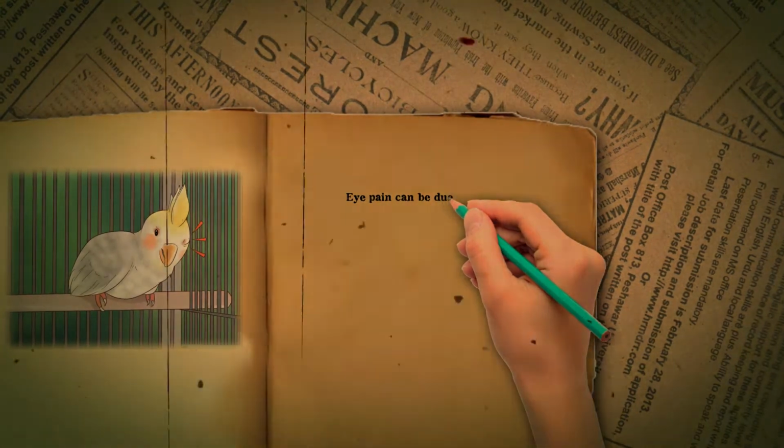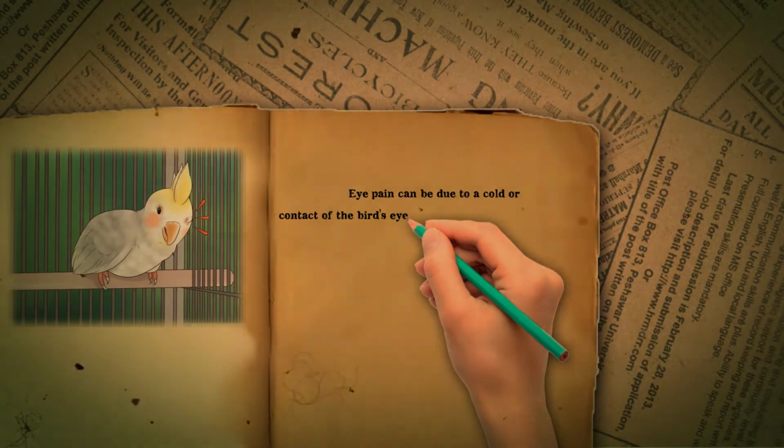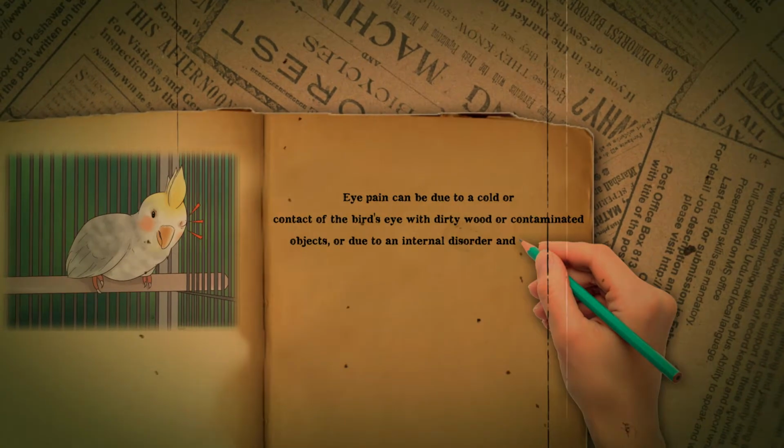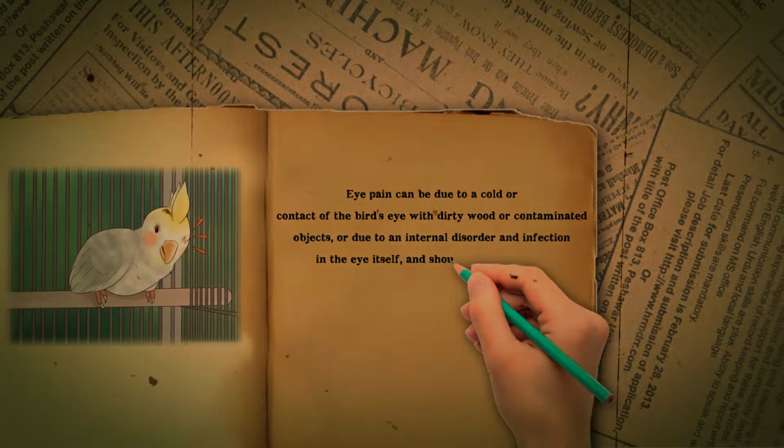Eye pain can be due to a cold or contact of the bird's eye with dirty wood or contaminated objects, or due to an internal disorder and infection in the eye itself, and should not be ignored.